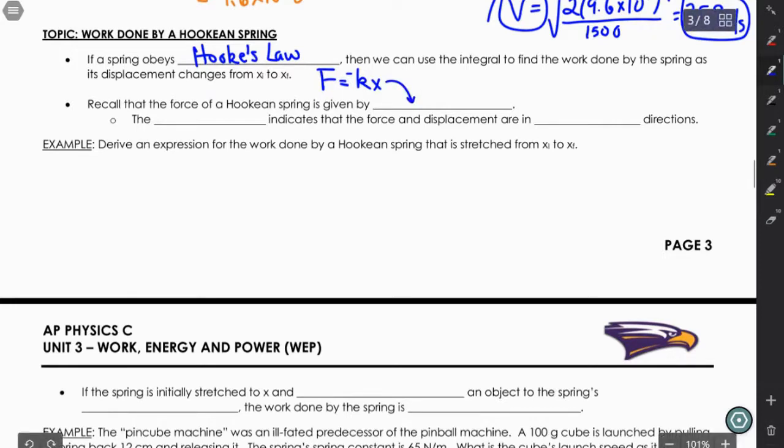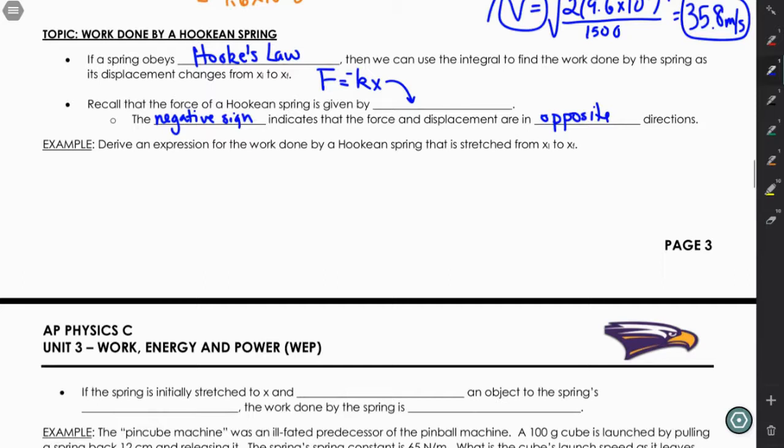So recall that the force of a Hookean spring is given by the equation F equals negative kx. Now remember, the negative sign indicates that the force and displacement are in opposite directions. Just remember, Hooke's law, the spring force, is a restoring force. So it wants to bring it back to its initial equilibrium position.